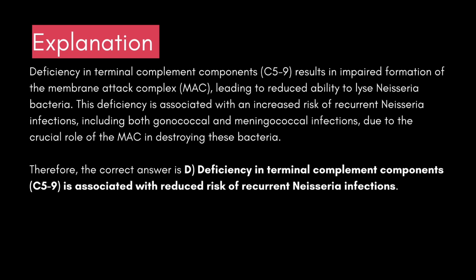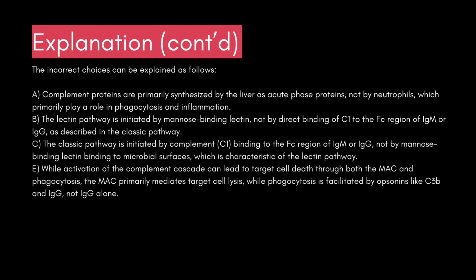Let's go ahead and take a look at why the other answer choices are incorrect. A. Complement proteins are primarily synthesized by the liver as acute phase proteins, not by neutrophils, which primarily play a role in phagocytosis and inflammation. B. The lectin pathway is initiated by mannose binding lectin, not by direct binding of C1 to the Fc region of IgM or IgG as described in the classic pathway. The classic pathway is initiated by complement C1 binding to the Fc region of IgM or IgG, not by mannose binding lectin binding to microbial surfaces, which is characteristic of the lectin pathway.